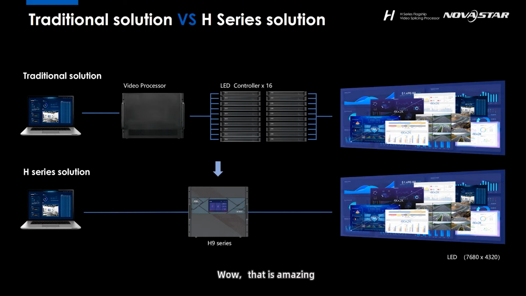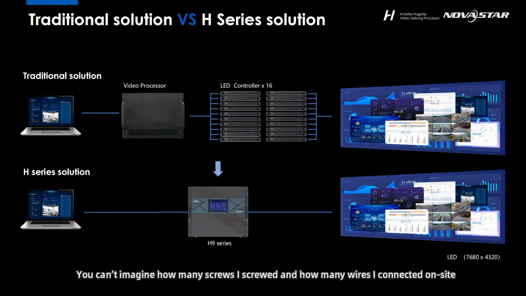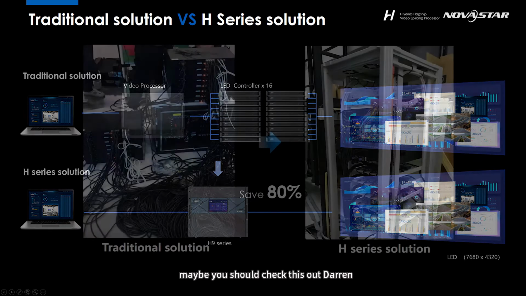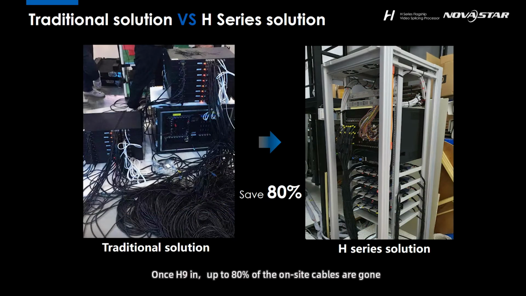Wow, that's amazing. You can't imagine how many screws I screwed and how many wires I connected on site. It was a disaster. Well, speaking of the cable wiring, maybe you should check this out, Darren. Once H9 is in, up to 80% of the on-site cables are gone. Cool. I mean, think about it, man. No one ever wants to see a scene all up in a mess. I think you would prefer the one on the right as well. Yes, exactly. And it looks so neat. And I believe everyone doesn't want to be trapped in the control room because of the massive wiring and too much equipment.